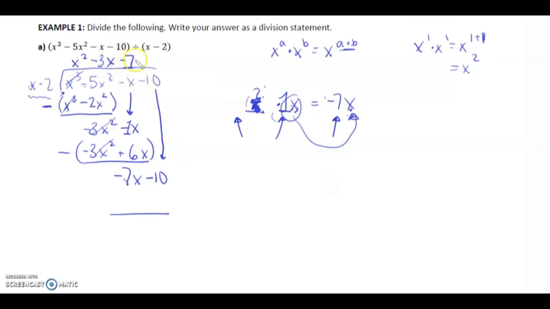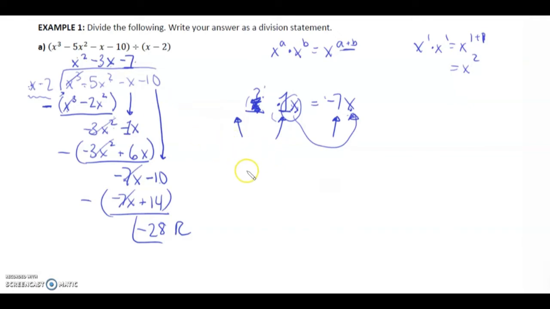So we're going to go negative 7 times x, negative 7x, and negative 7 times negative 2 is going to give us positive 14. And we're going to go ahead and subtract those. The first terms always cancel out because they're identical. And now we have negative 10 minus 14. So I get negative 28 as the remainder.